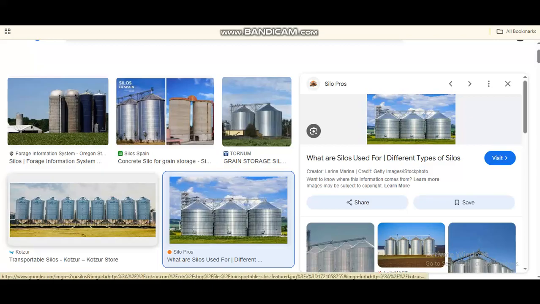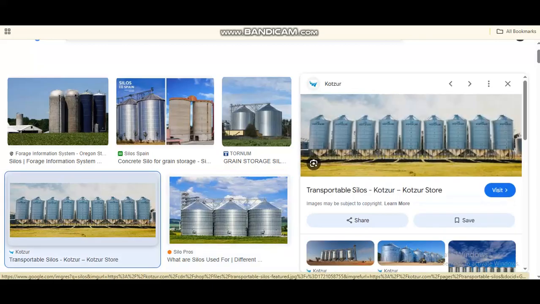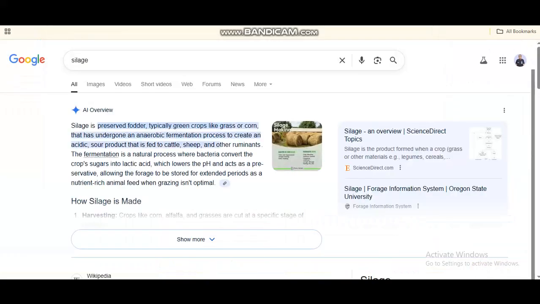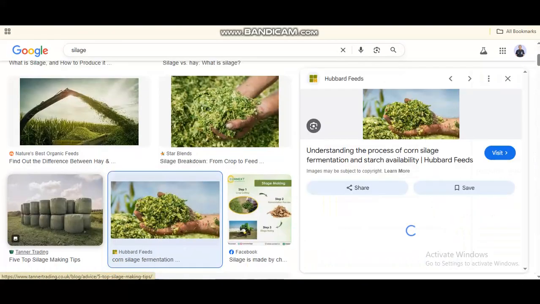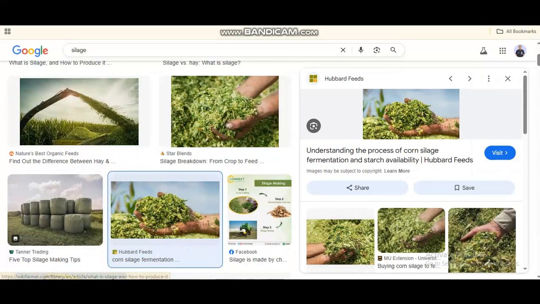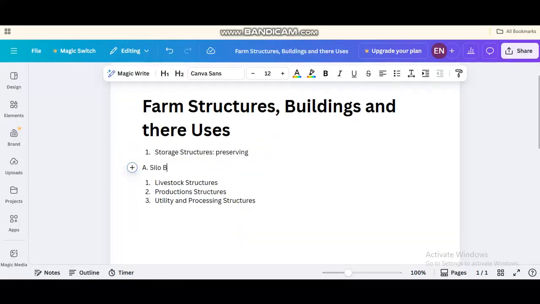So if, for instance, you want to store grains, like maize, rice, or wheat, silos are used to store grains. They are also used to store fermented forage known as silage, which is used to feed livestock. What is silage? Silage is fermented forage that is used to feed livestock. So those are what you use silos for, and like I said, they are under the storage structures.